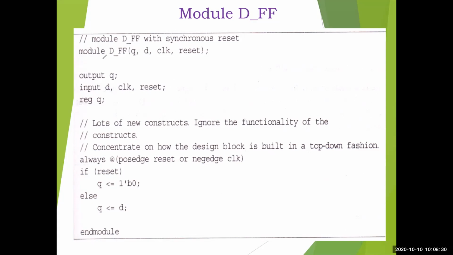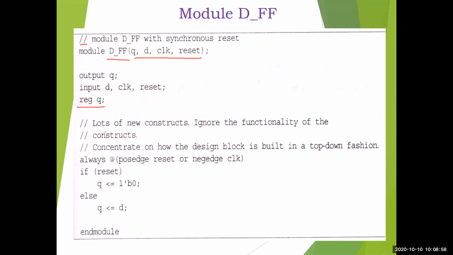Again, module name D underscore flip-flop, the same name should be there. And what are the inputs? Q, D, clock, reset, all these argument list you have to fill in. This is the comment here: module D flip-flop which uses asynchronous reset. Output is Q here, inputs are D, clock, reset, and we have used another data type here, register data type for Q, because a D flip-flop stores the value, right? So that's why register data type is used.